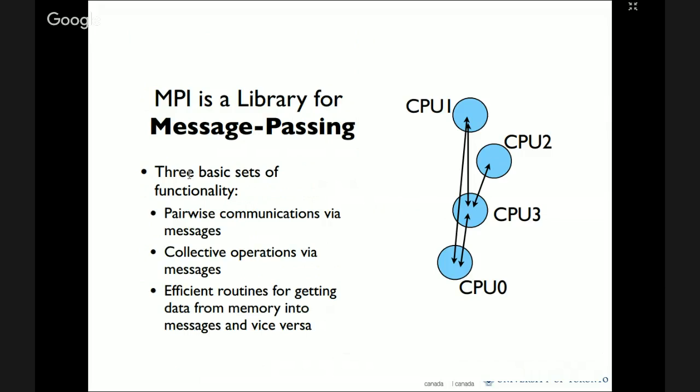So there's 3 basic parts of MPI, or function calls. Pairwise communication via messages. That's my sends and receives. So I'm literally saying, you get a piece of data, I get a piece of data back, or vice versa, and every construct of that.